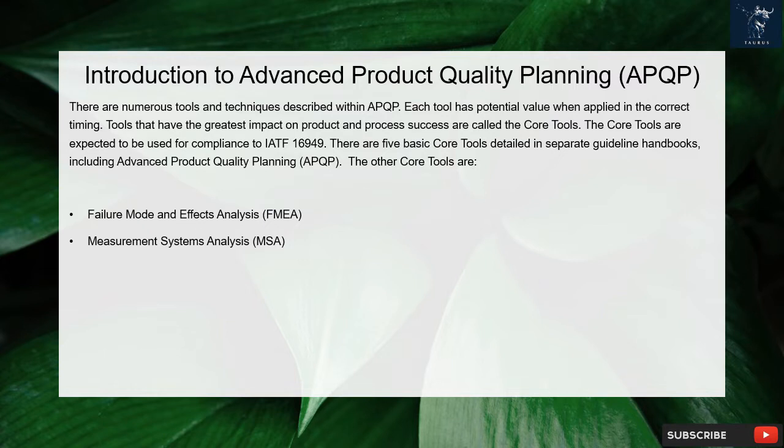There are numerous tools and techniques described within APQP. Each tool has potential value when applied in the correct timing. Tools that have the greatest impact on product and process success are called the core tools. The core tools are expected to be used for compliance to IATF 16949. There are 5 basic core tools detailed in separate guideline handbooks, including Advanced Product Quality Planning (APQP). The other core tools are Failure Mode and Effects Analysis (FMEA), Measurement Systems Analysis (MSA), Statistical Process Control (SPC), Production Part Approval Process (PPAP).